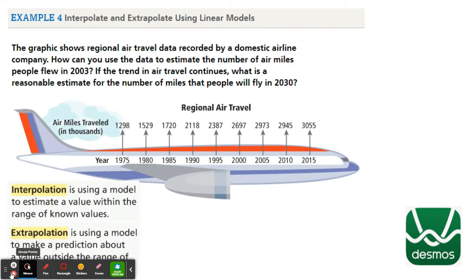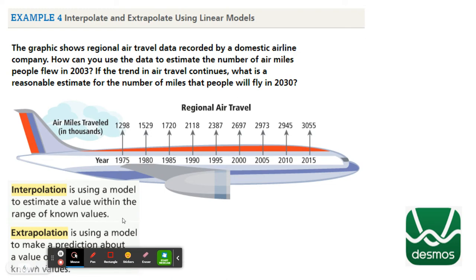All right, so let's take a look at this one. It says the graphic shows regional air travel data recorded by a domestic airline company. How can you use the data to estimate the number of air miles people flew in 2003? If the trend in the air travel continues, what is a reasonable estimate for the number of miles that people will fly in 2030?